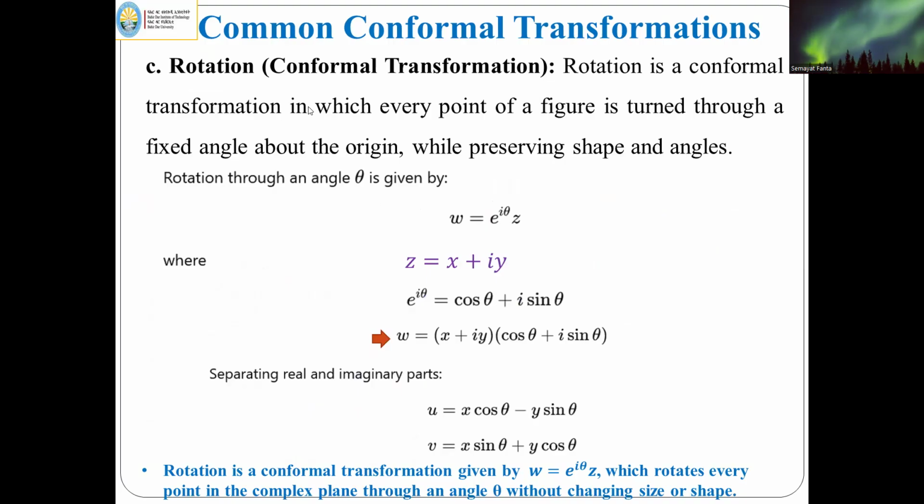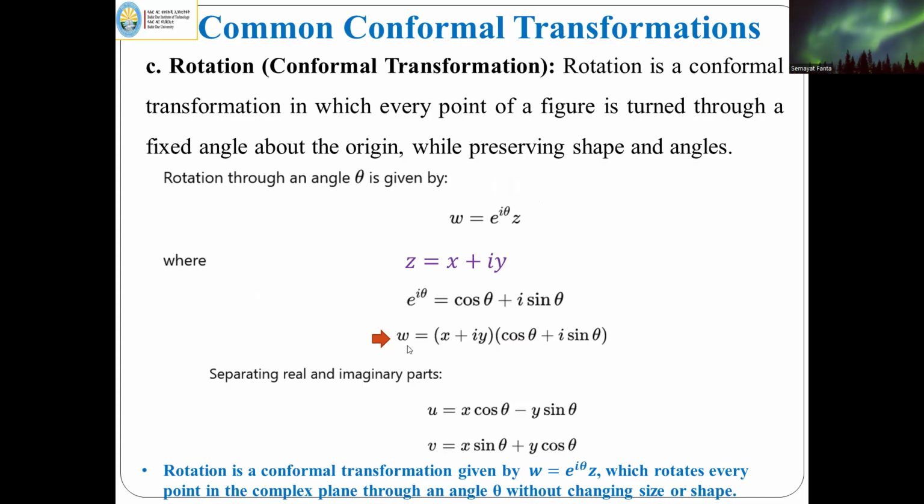Again, rotation is another type of transformation. Rotation is a conformal transformation in which every point of a figure is turned through a fixed angle about the origin while preserving the shape and angle. So rotation through an angle theta is given by w equals e raised to i theta times z. This e raised to i theta is just cos theta plus i sin theta from the Euler exponential relation.